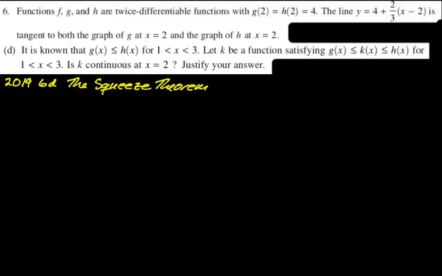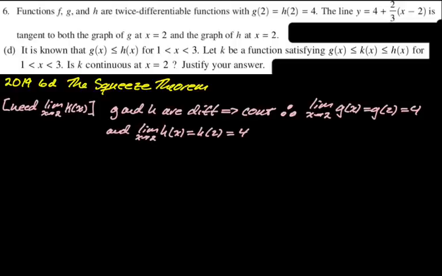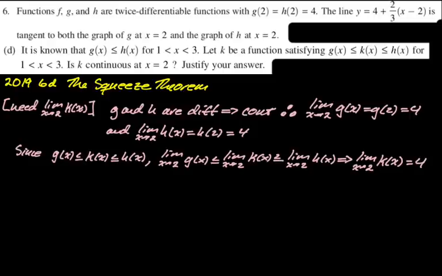So we need the definition of continuity again. Limit exists, function exists, limit equals the value of the function. But here we have to do stuff to establish it. So we need the limit to exist. What I've done is I've said g and h are differentiable, which means they're continuous, which means the limit as x approaches 2 of g of x is g of 2, which is 4. And then I did the same thing for h. Then I'm going to say, since g of x is less than k of x is less than or equal to h of x, the limits also follow that rule. That is the Squeeze Theorem.